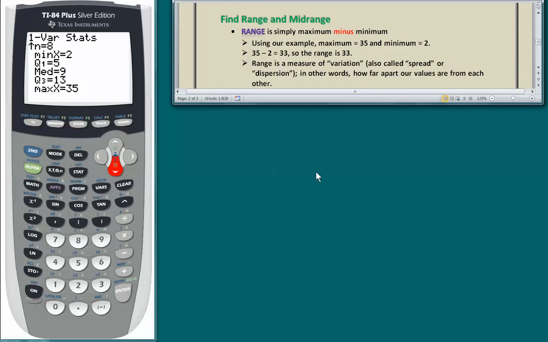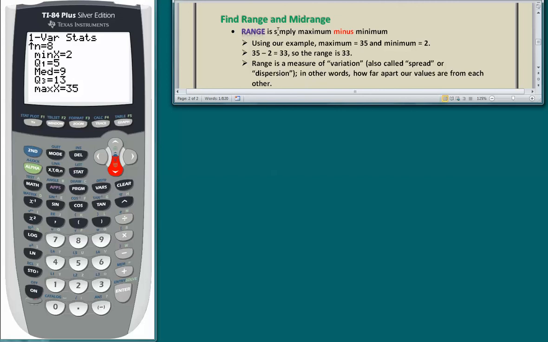You will get some questions that simply ask you to find the 5-number summary, but you will also get some other questions that, after you find the 5-number summary, will ask you for some additional things to calculate. One thing you might be asked to find is the range. You see here it says find range and mid-range. Well, don't confuse those two things. Those are two different things.